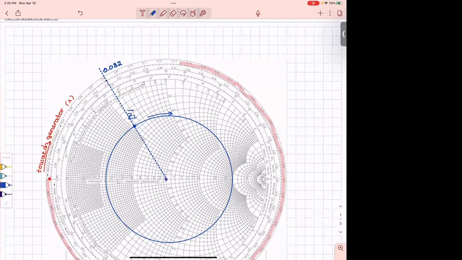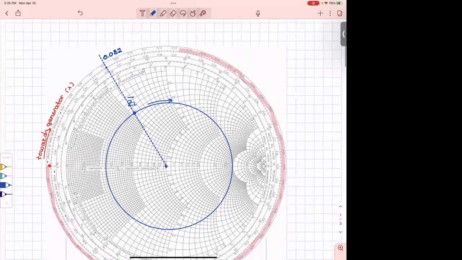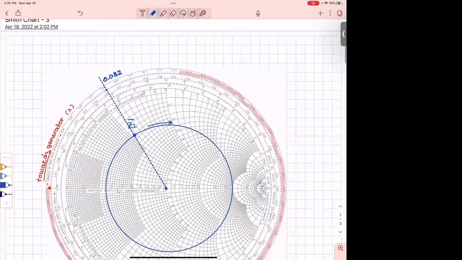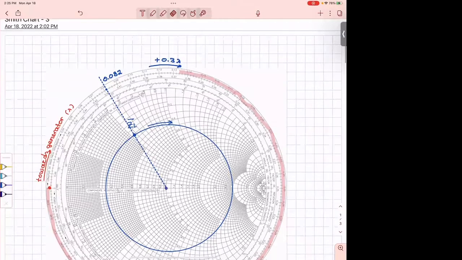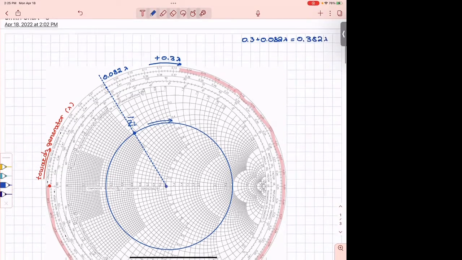And then I want to move by 0.3 of a wavelength. So from this, I want to move this way by 0.3 lambda. So I just add 0.082 lambda to 0.3, and it's going to give 0.382 lambda. I have to find where that point is.